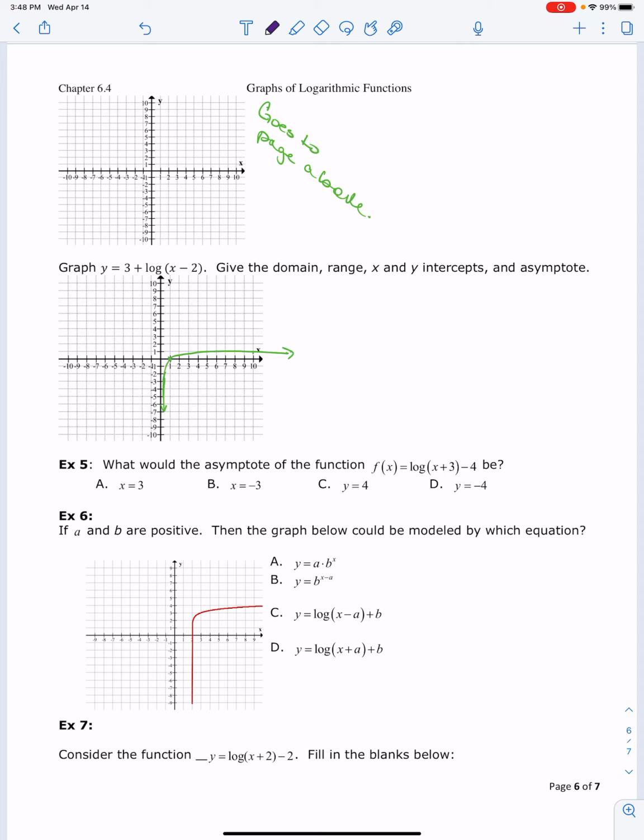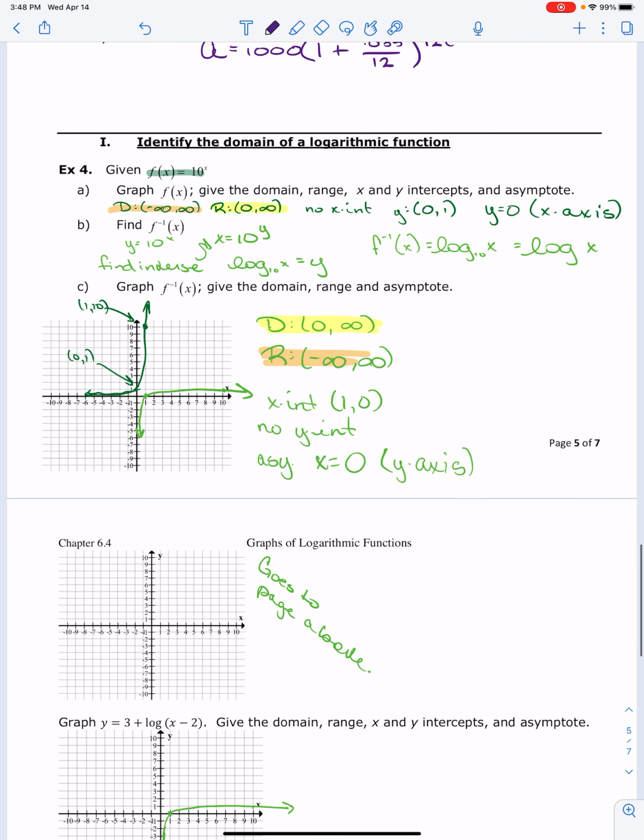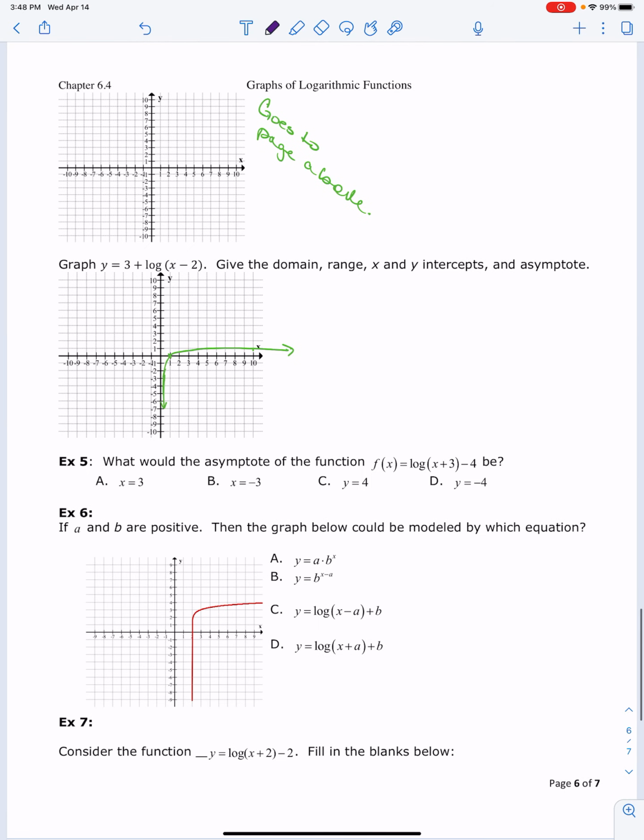And so here, this green graph is the same as what we graphed up here. It's the common log of x, so it's log base 10. And so let's talk about what we have here. So I'm going to rewrite this as log of x minus 2 plus 3, and then add the reminder that this shifts our whole graph 2 to the right, and this shifts our whole graph 3 up.